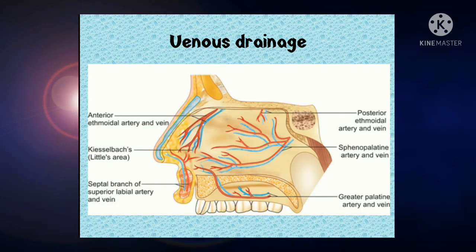The venous drainage of the nasal septum. The venous drainage is from the plexus, which is more marked in the lower part of the nasal septum or Little's area. The plexus drains anteriorly into the facial vein and posteriorly through the sphenopalatine vein to the pterygoid venous plexus.